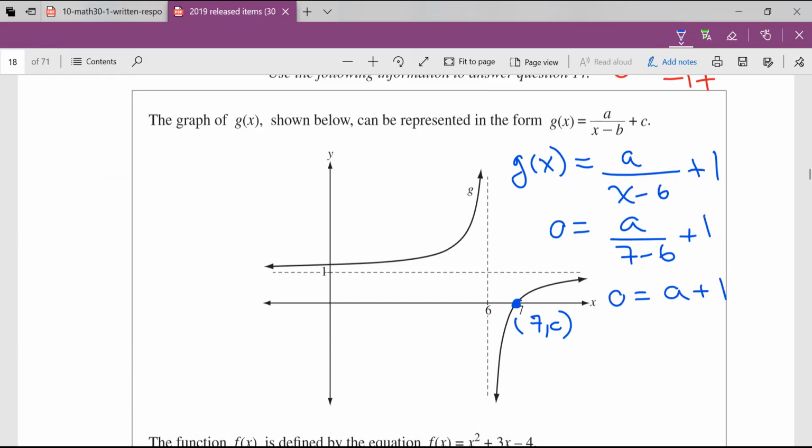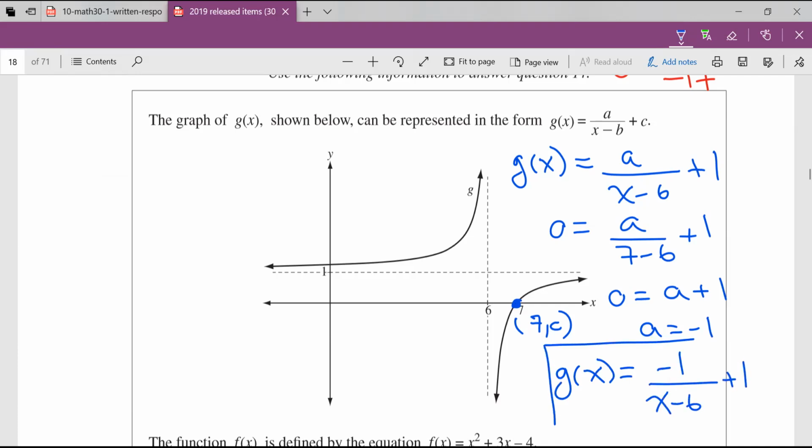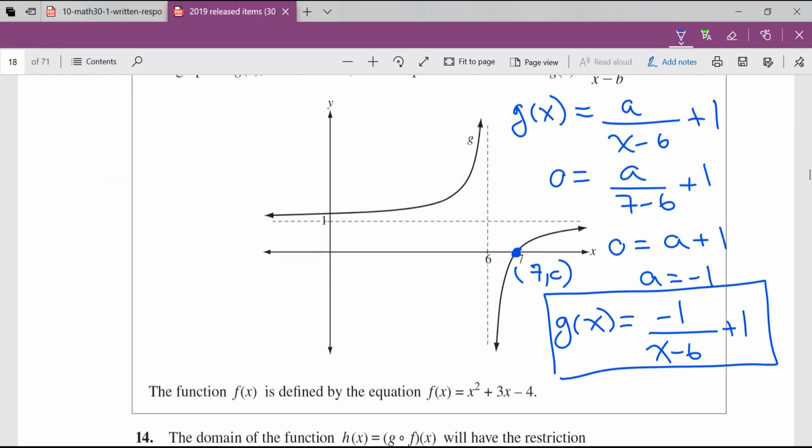Well, thankfully, A is just -1. Okay, so now we've got our new function, x minus 6 plus 1. Okay, we did all that work. We haven't even answered the question yet. What does it tell us to do now?